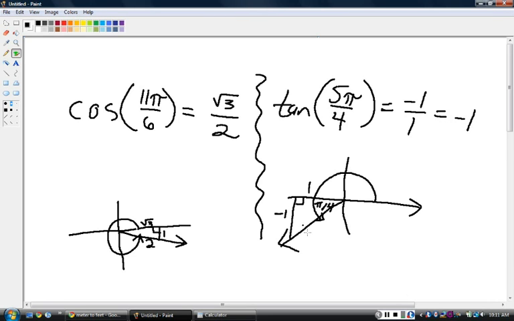So you could just memorize them all. And for the tangent, always divide sine by cosine and you get the tangent, or draw pictures. Okay, so I hope that helps.